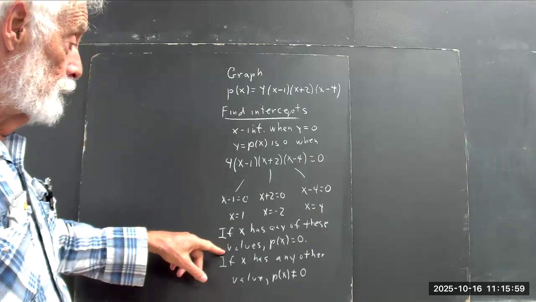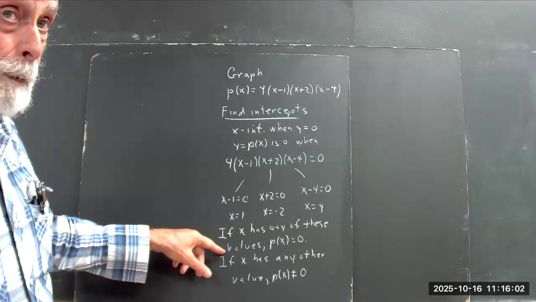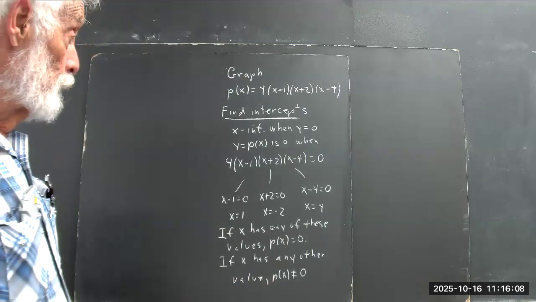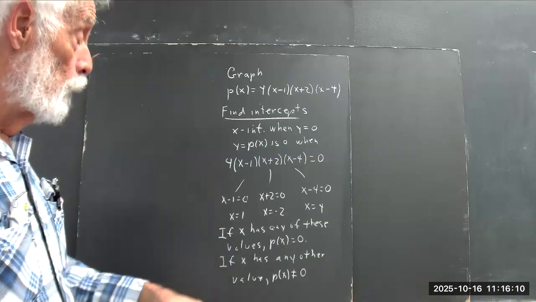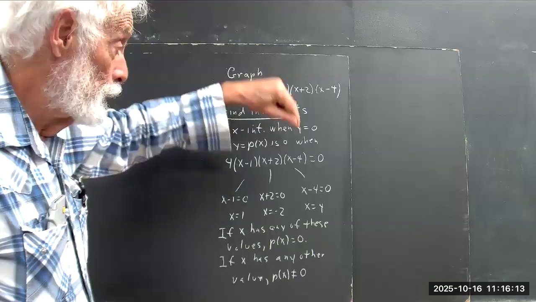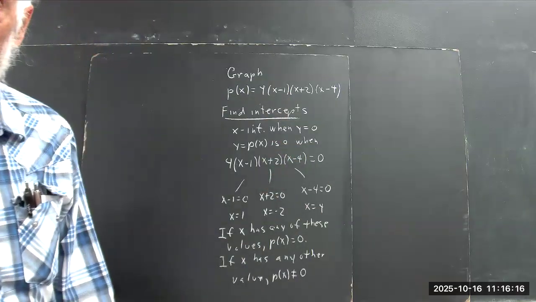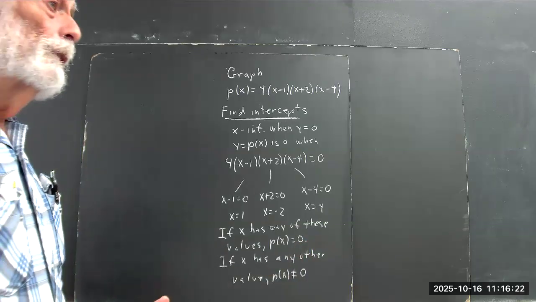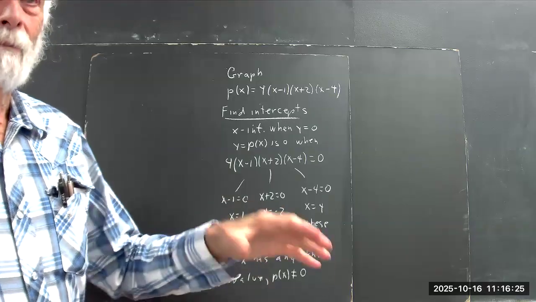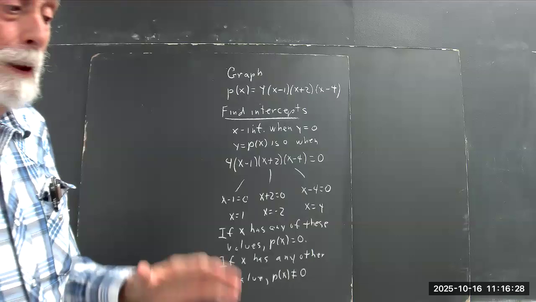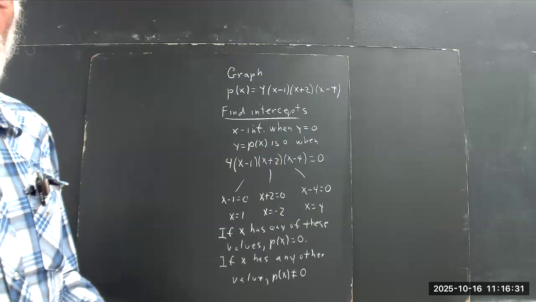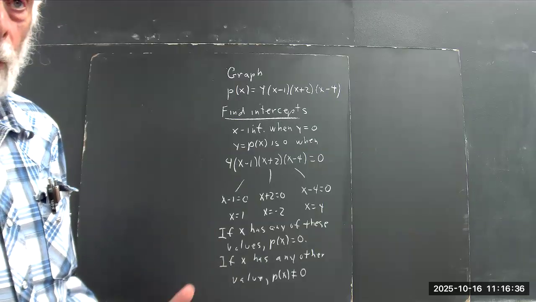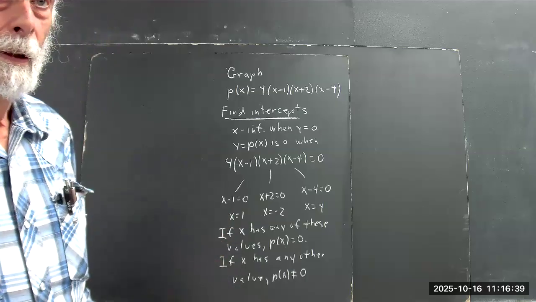So if X has any of these values, P of X is 0, we can easily verify that. And if X has any other value, P of X isn't 0. In other words, if X is not 1, -2, or 4, then this isn't 0, this isn't 0, and this isn't 0. When you multiply a bunch of numbers that aren't 0 together, you don't get 0. You want to understand that. Otherwise, you're just imitating a method, which is not bad, okay? You can imitate the method without really understanding it, but you're more likely to retain it and be able to use it in later courses if you understand it. So I emphasize understanding it.